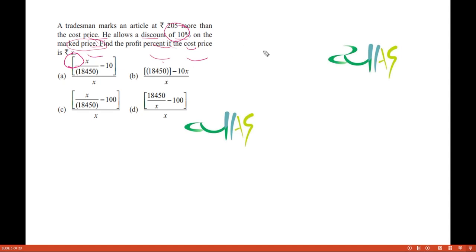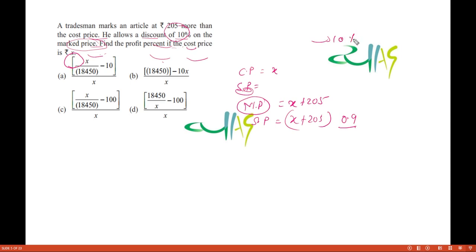So basically, for the cost price, you consider X. So the selling price is equal to how much? Here the marked price is given. What is the marked price? X plus 205, because the question is saying so. And what is the selling price? A 10% discount is given on the marked price, so the selling price will be 0.9 times, because 10% discount is given. 10% is gone, how much is left? 90%. So for 90% I'll multiply this by 0.9.